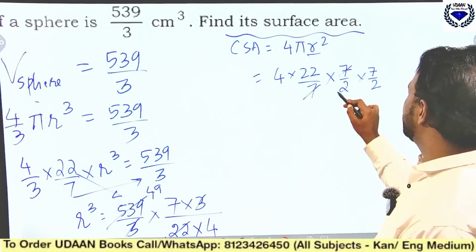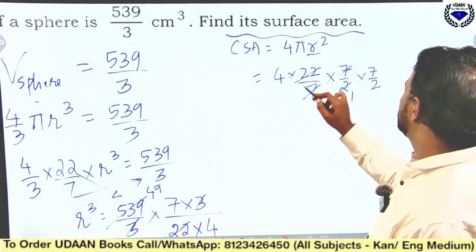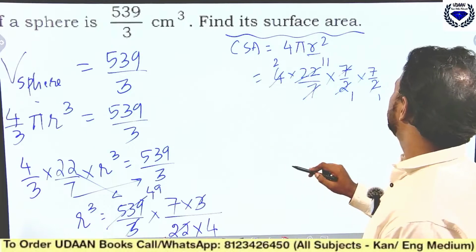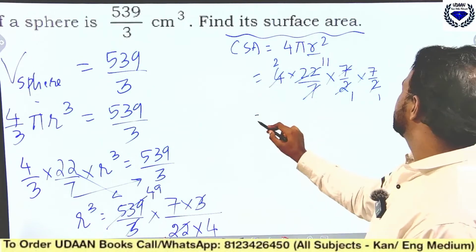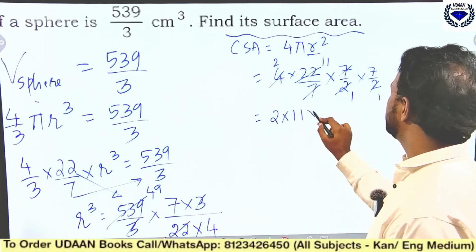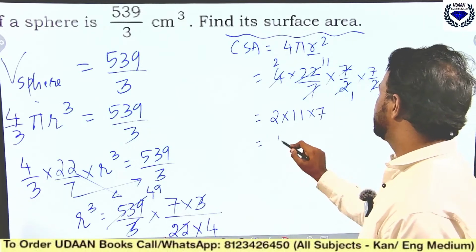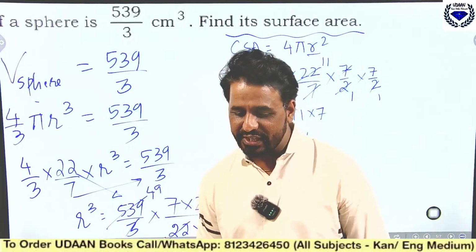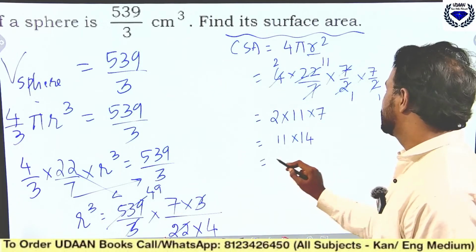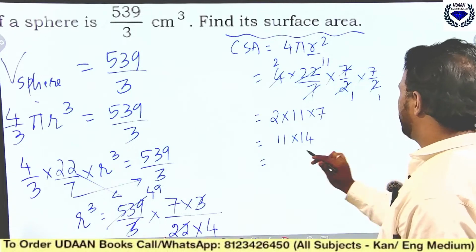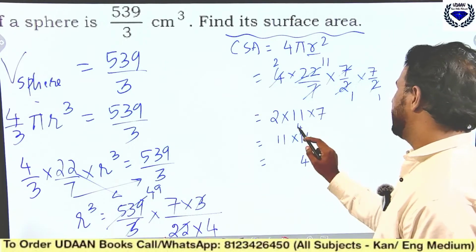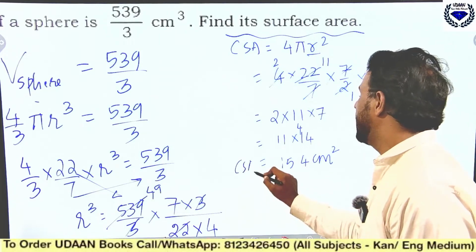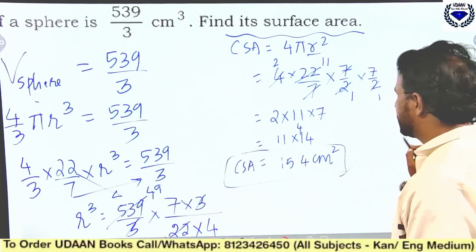So 7 gets cancelled. 2 1s are 2. 11s are 11, 2 2s are 4. So the total answer you end up with is 2 into 11 into 7. So it is 11 into 14. Okay, so what answer can you get here? It is 11 into 14. So just multiply: 11 4s are 44, 11 is 11, 154 centimeter square is the area. So I hope you got the total answer for this.